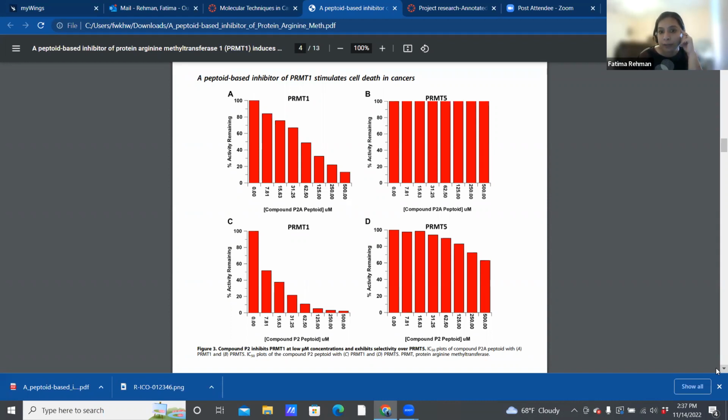What do you find? Is one more effective than the other? Which one is more effective than the other? P2 is more effective. Yes, P2. And why is that? It's more inhibited than P2A at a lower concentration. Good.